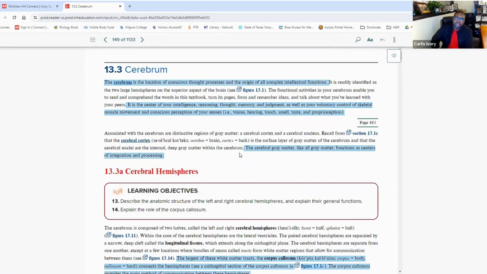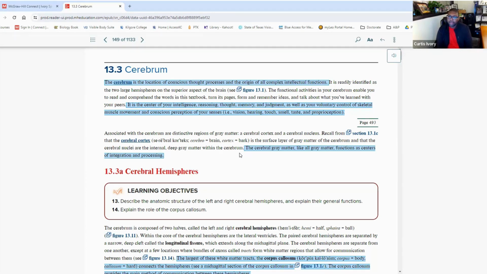So the cerebrum is essentially the location of consciousness and thought processes. Remember, our cerebrum is the big portion, the big lobes of our brain. So this essentially is for cognition. It's also the center of intelligence, reasoning, thought, memory, judgment, and voluntary control of skeletal muscle movement. So the cerebrum has a really big role to play in a lot of the functions that we have. Also, it has a big role in our vision, hearing, touch, smell, and taste. Proprioception, which essentially is the brain recognizing if we're standing up, sitting down, or laying on our side, that kind of thing.